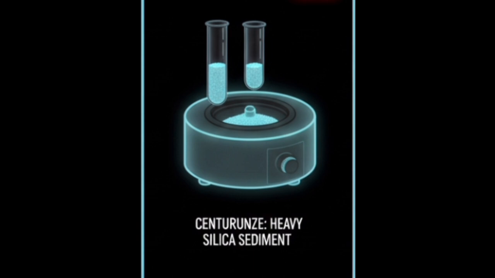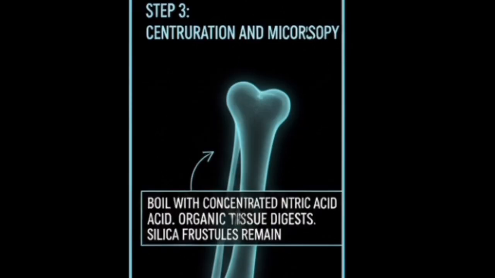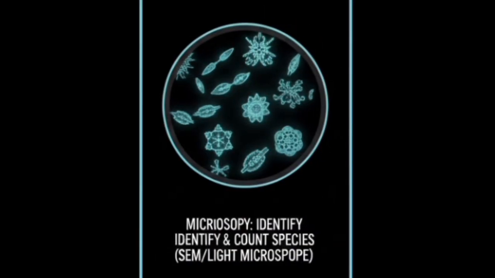Then we carry out centrifugation along with microscopy. The digested liquid is spun in a centrifuge and the heavy silica settles at the bottom. This sediment is then placed on an SEM, that is a scanning electron microscope slide, or any high powered light microscope. Now what is the purpose? In order to count and identify the species of diatoms that might be present there. Fine. So this was the test, this was the examination that is carried out in the lab.